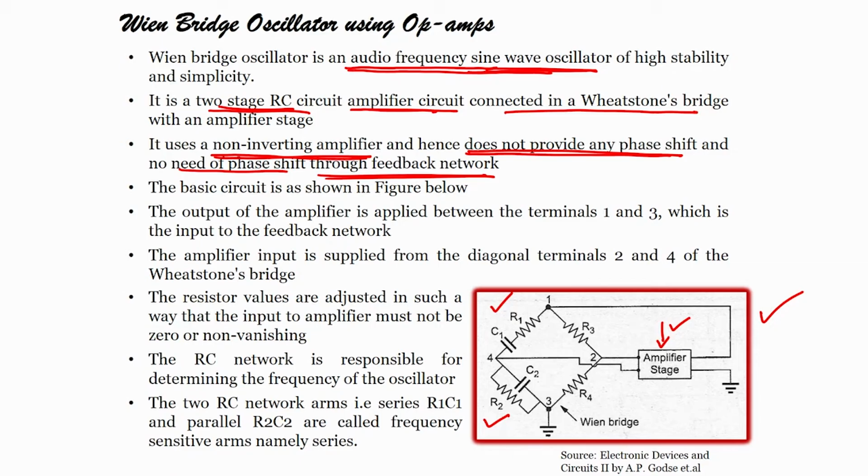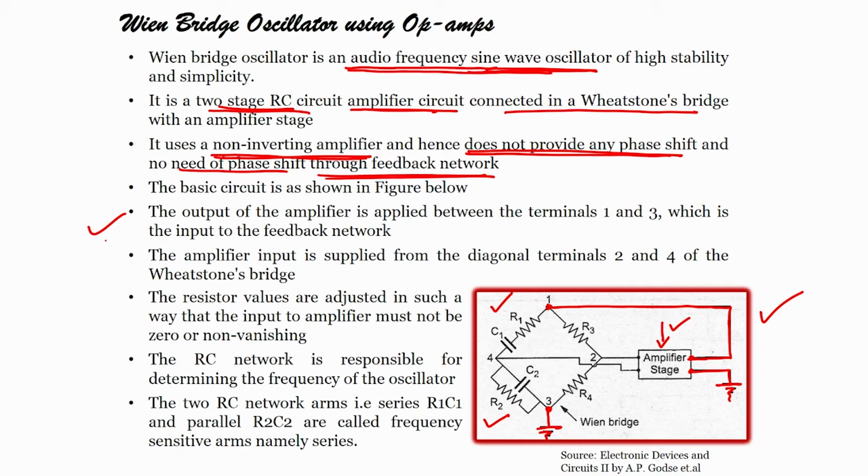The output of the amplifier is applied between terminals 1 and 3. So, you see terminal 1, terminal 3. This is connected to the output of the amplifier, because 3 is grounded, and the amplifier is also grounded. This is how we take the voltage. So, the output of the amplifier is connected between terminal 1 and 3, that is what is written here.